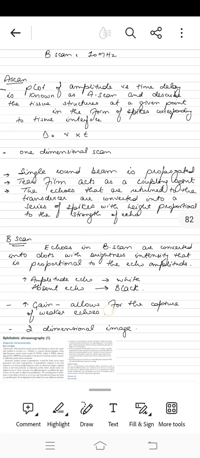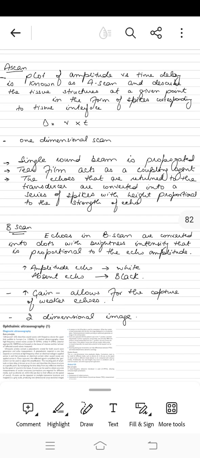Tear film acts as a coupling agent. The echoes that are returned to the transducer are converted into a series of spikes, with height proportional to the strength of the echo. Height is directly proportional to the strength of the echo.